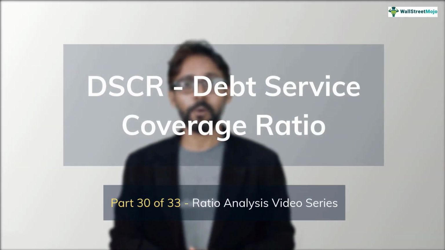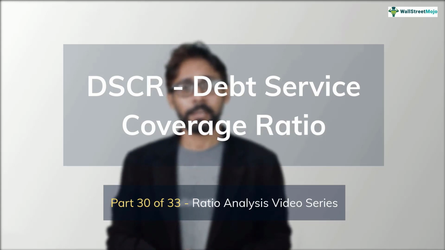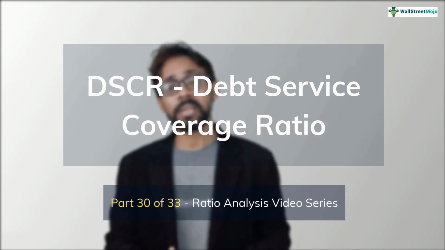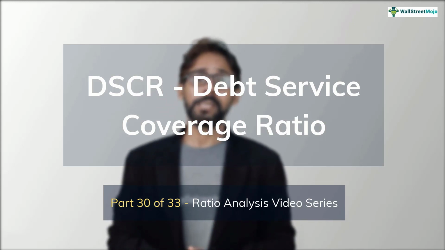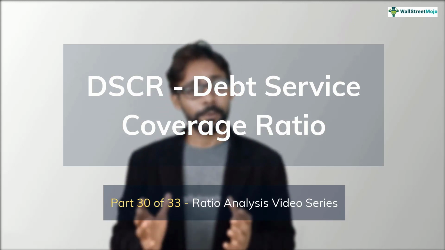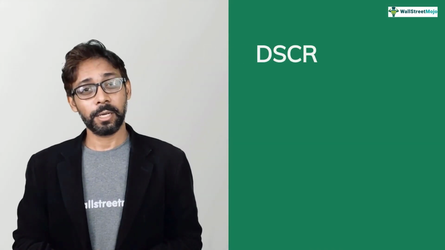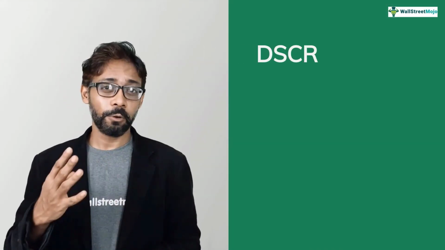This is part 30 of our ratio analysis video series, and in this installment we learn all about DSCR. DSCR is nothing but debt service coverage ratio. In simple terms, it helps us in understanding whether the company is capable of covering its debt obligations with the income that it generates. In this tutorial, we'll have basically four objectives.